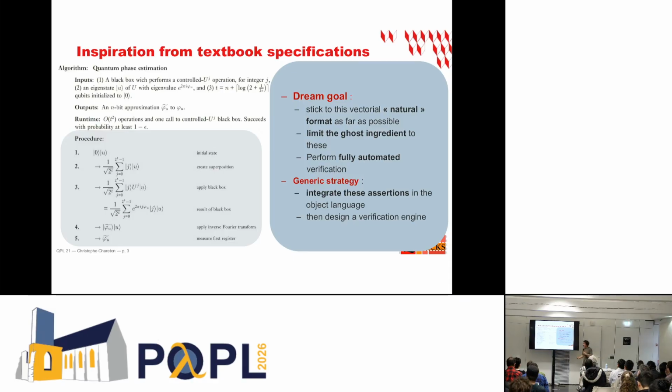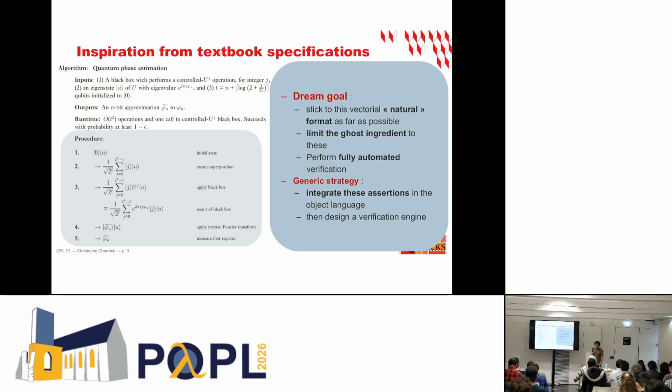So we accept this as a prerequisite. And then the objective is triple. First, to describe the state in a format that is as close as possible to the real-life description of state, just mimicking this vectorial form. Then the objective is also to limit the ghost ingredient that we are going to input in the program to these intermediate descriptions. And then, of course, the far goal is to have a fully automated verification of this kind of specification.